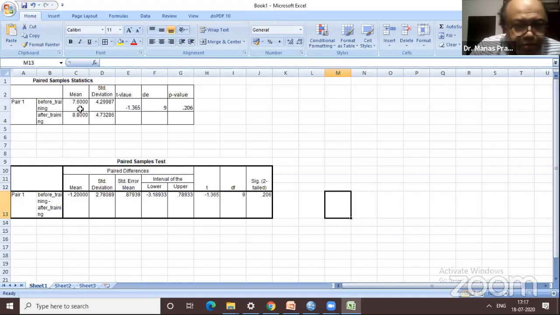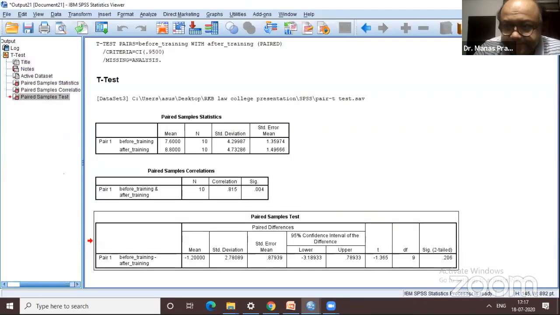From this table we see that though in the sample the mean score increases after training, it is not true for the whole population, because from the p-value we accept the null hypothesis that the scores in both situations are the same. Now let us go to another test.